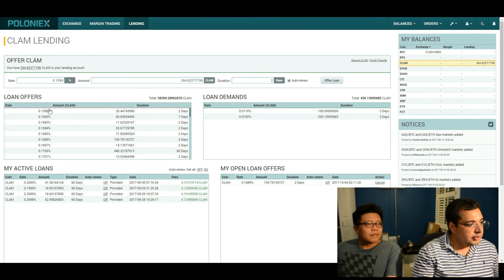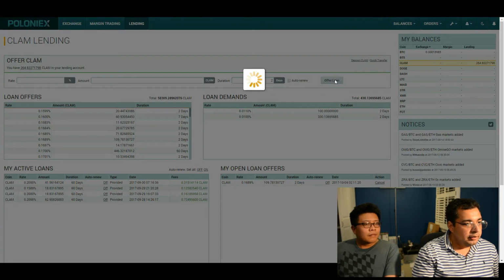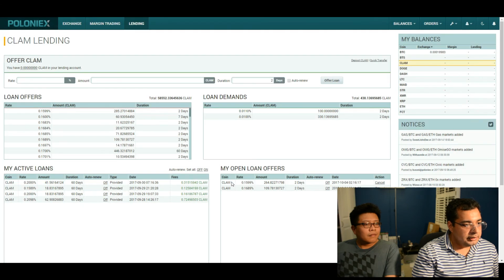And right now it's 0.1599%, or a fantastic rate for clams. Open a 2-day loan and offer it. So my second loan is slightly lower rate, which will have a higher probability of getting picked up. Now, if I wanted to guarantee that it gets picked up, I can choose the lending amount available in loans demanded. Now, these rates are very small, so I wouldn't select them, but I'd keep open rates to have loans picked up. So right now I'm happy with my lending.